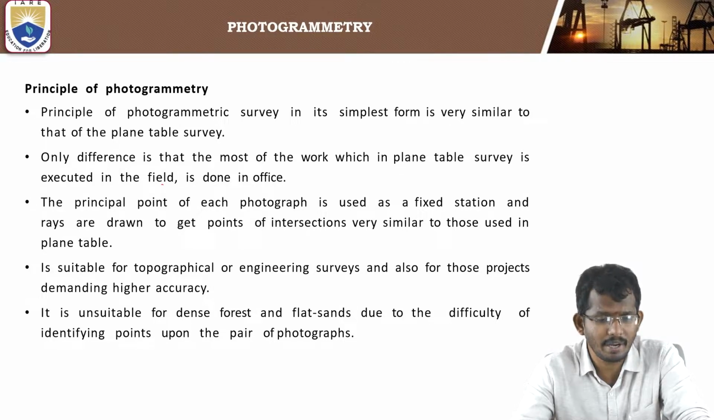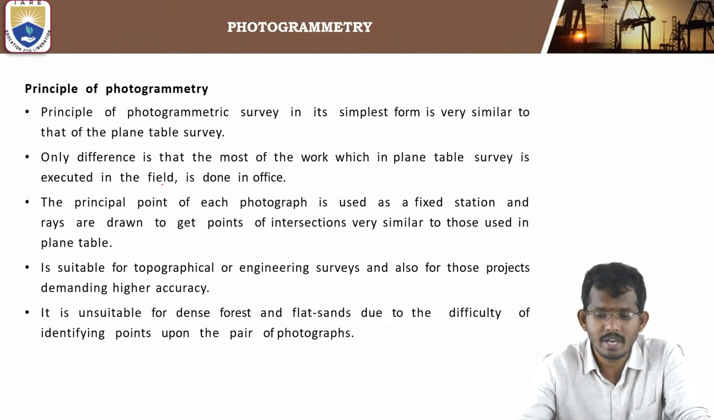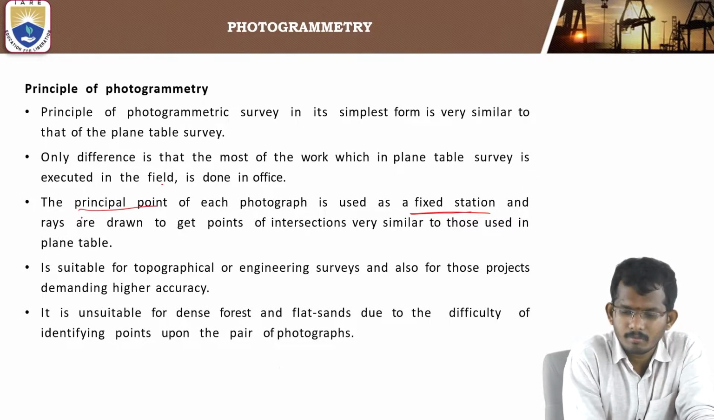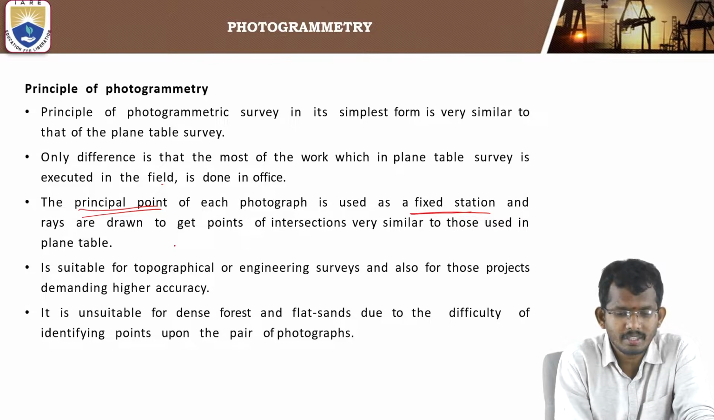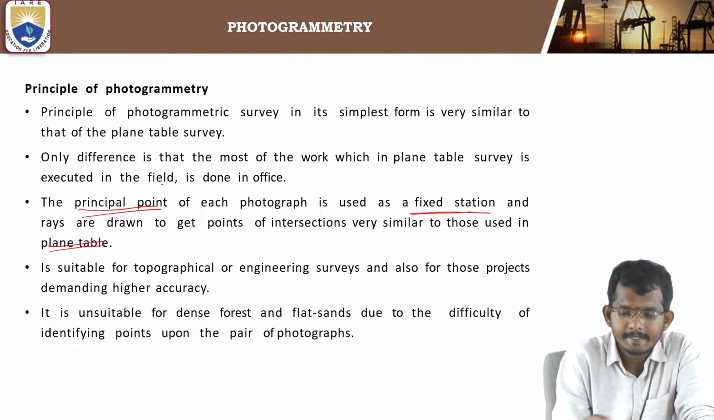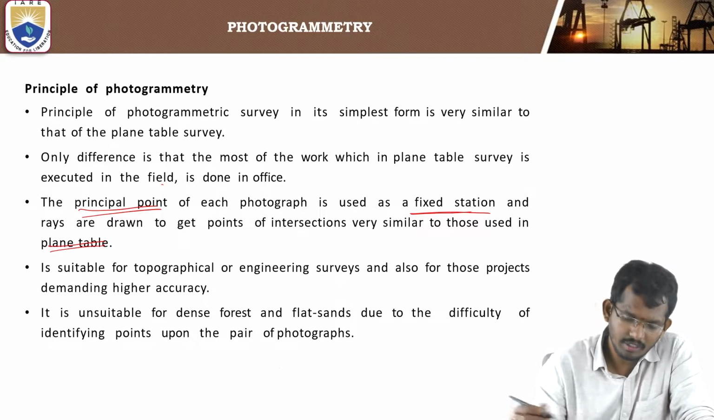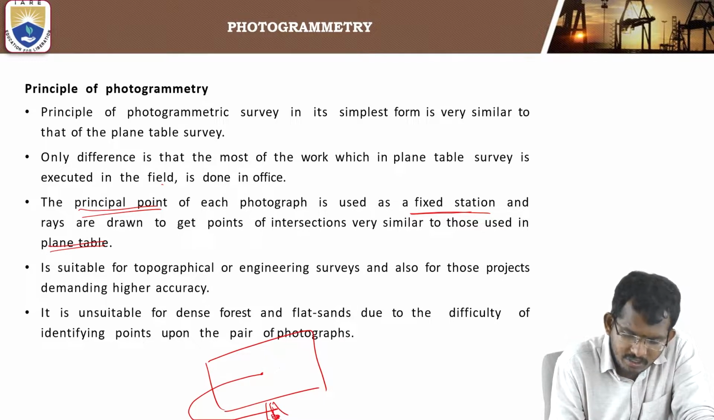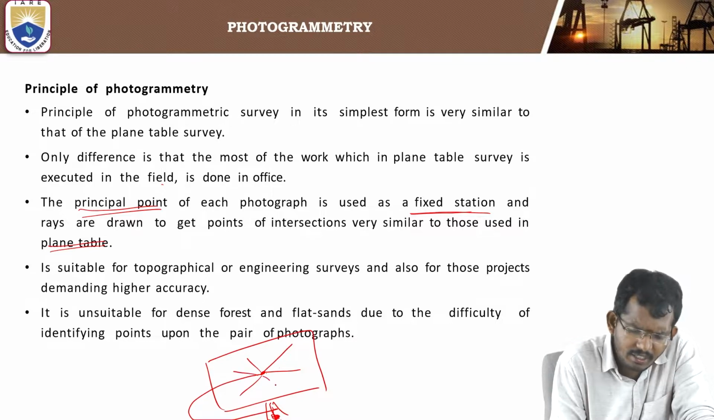The principal point of each photograph is used as a fixed station, and the rays are drawn to get the point of intersection, very similar to those used in plane table surveying. In plane table survey, we know very well we have a tripod stand, we have centering here. Using the plumbing fork, we have a plumb bob focusing the centering point and a point on the paper. So with this center, we draw radial lines.